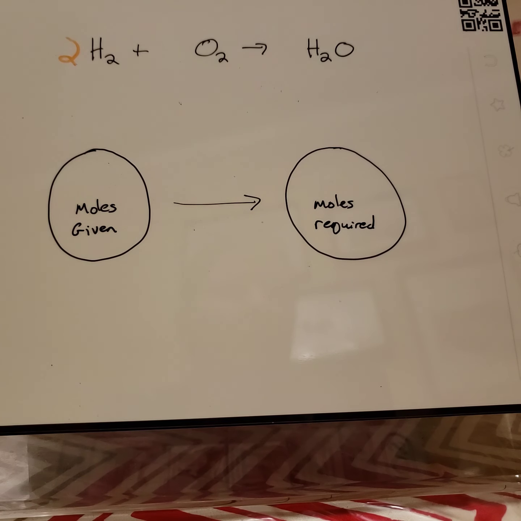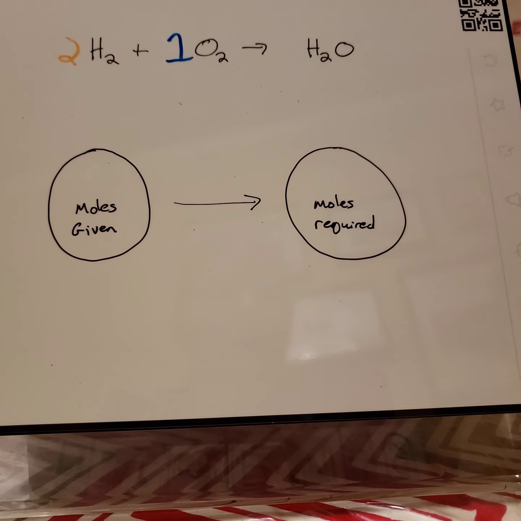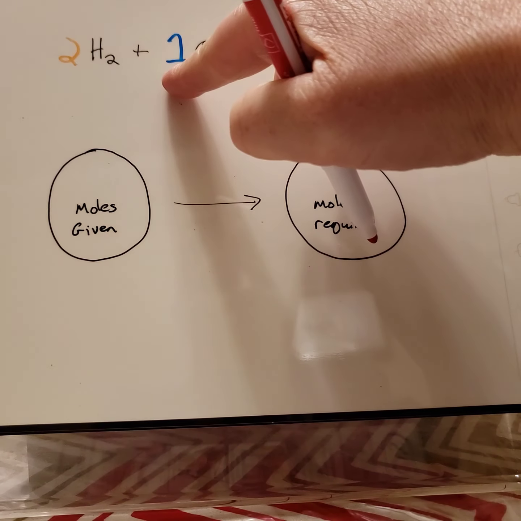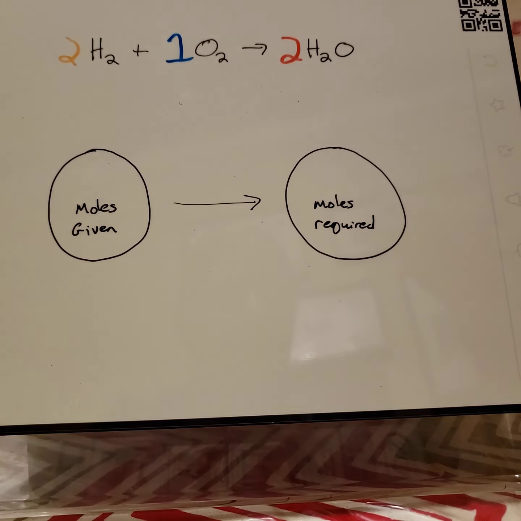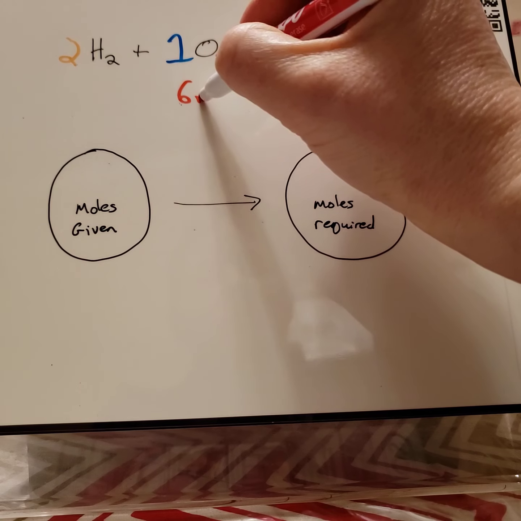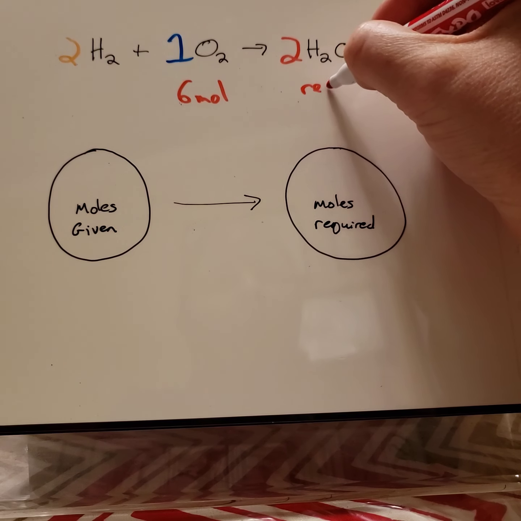There's going to be 2 there. There's going to be a 1 here. And there's going to be a 2 over here. Again, normally we don't write in ones, but so we can see what we're doing, we're writing that in. Now, we're going to take a look at what happens if we have 6 moles of O2. So this is going to be our given. 6 moles of O2. How much water are we going to produce? So this is going to be our required over here.